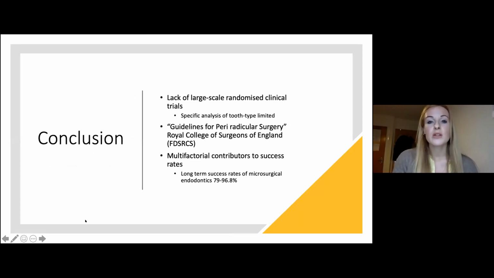So to conclude my talk, although the literature review did highlight rather a lack of large-scale randomized controlled trials, and there was no specific analysis of tooth type, which I think would be beneficial for this talk, we can quite happily follow the guidelines indicated by the Royal College of Surgeons for this movement towards surgical microintervention. Obviously, considering all the factors brought up by the literature to improve success rates, which are reported at generally 79 to as high as 96.8% for this procedure.